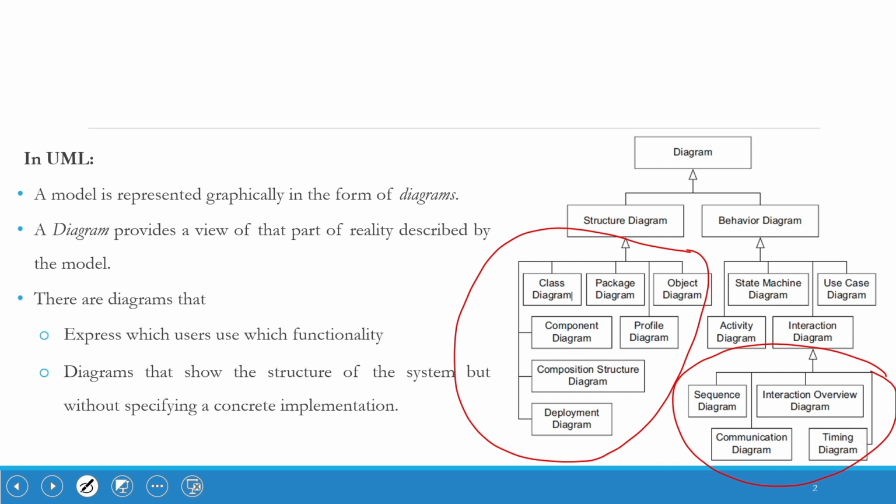For the time being, we'll see the basic ones. We'll discuss the class diagram, the package diagram, the object diagram, the component diagram, and the deployment diagram from the structure diagrams. Among the behavioral diagrams, we will discuss the state machine diagram, the use case diagram, the activity diagram, the sequence diagram, and the communication diagram on this YouTube channel. So you can understand the rest of the diagrams after understanding these fundamental diagrams.